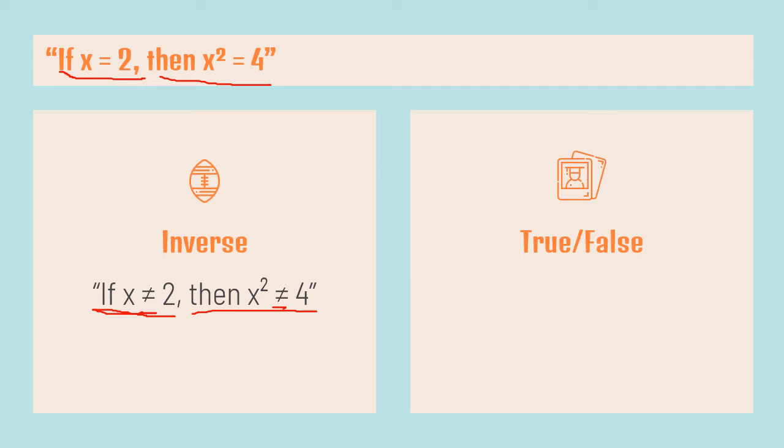Let's have the true or false. The inverse is false, since x equal to negative 2 also gives x squared equal to 4. Negative 2 times negative 2 is also positive 4.